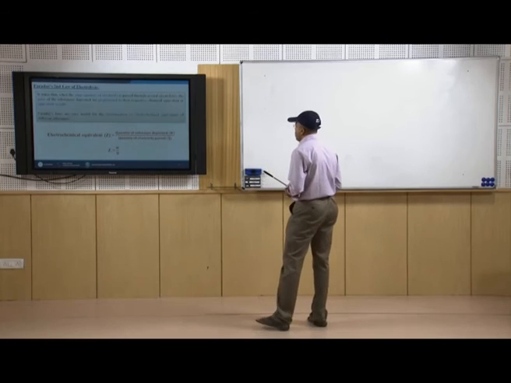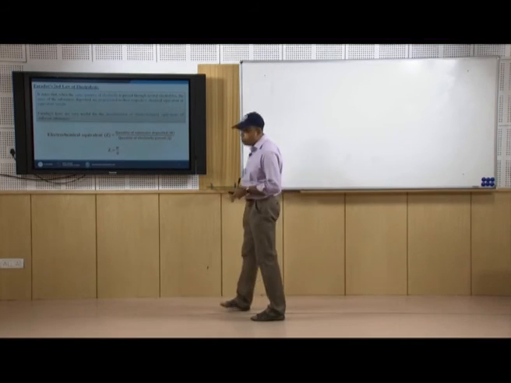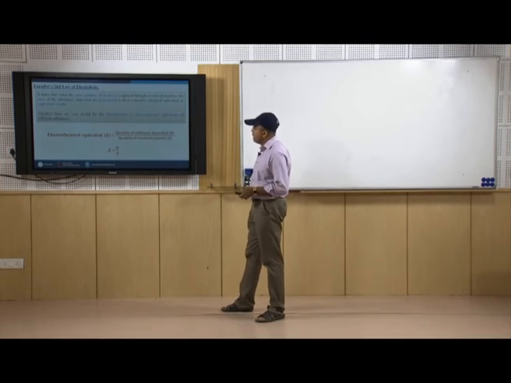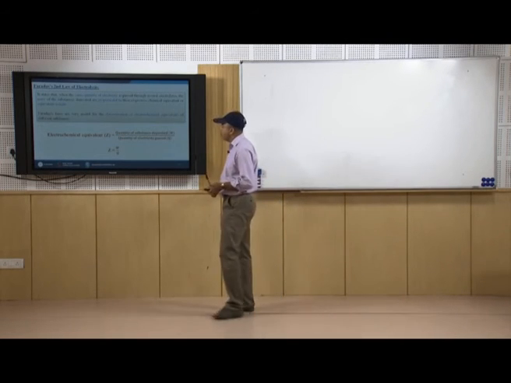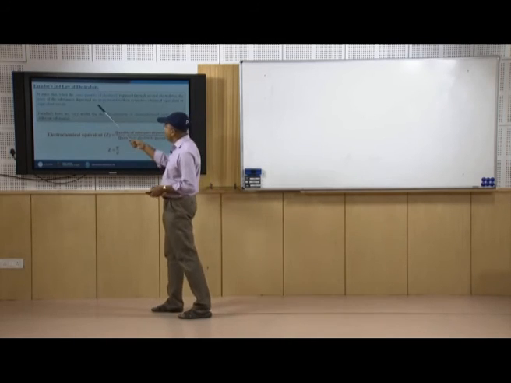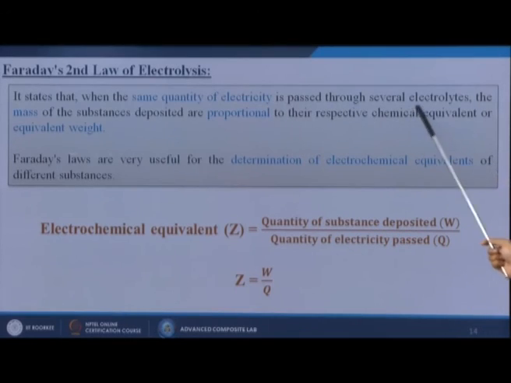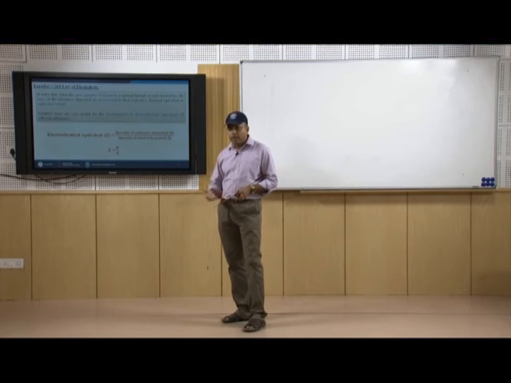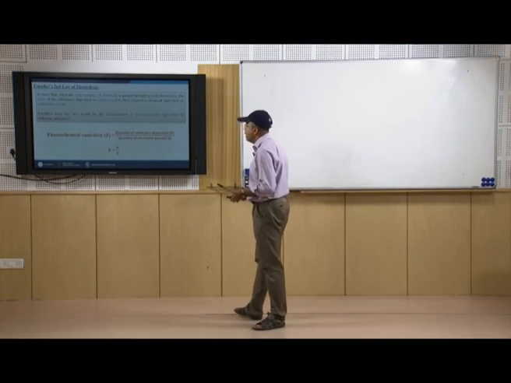Next is also an important law associated with these electrolytic depositions. That is Faraday's second law of electrolysis, which states that when the same quantity of electricity is passed through several electrolytes, the masses of the substances deposited are proportional to their respective chemical equivalents, or equivalent weights. So when we apply a different current or different voltage to a particular material or electrolyte, the deposition rate is totally different.